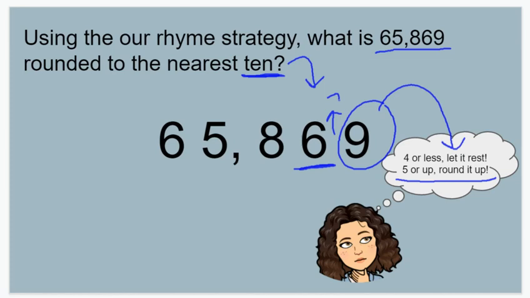So 65,869 rounded to the nearest 10 would be 65,870 because I used the neighbor to round up. These are two different strategies you can use to round numbers. Now let's practice.